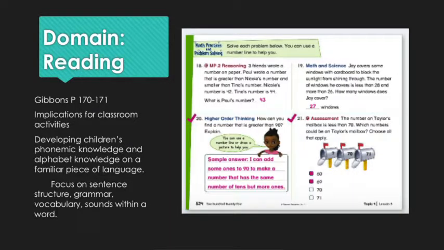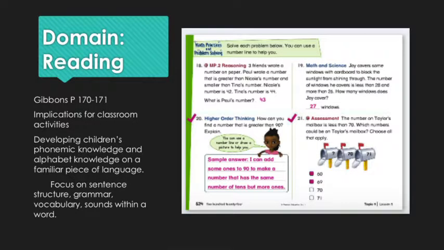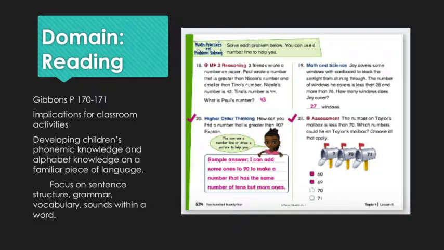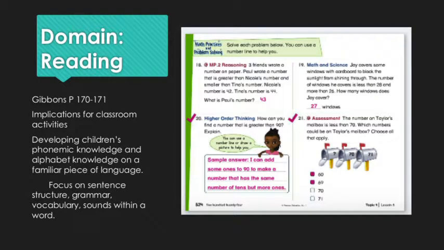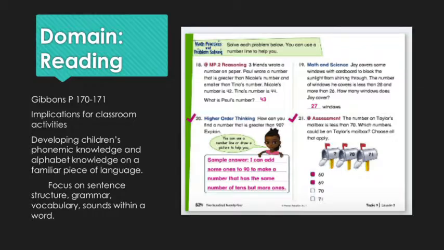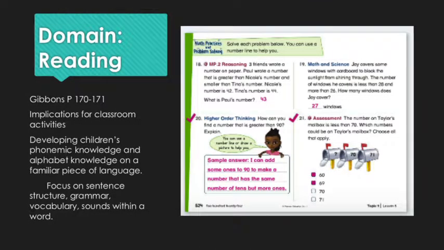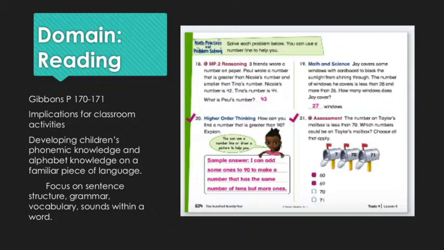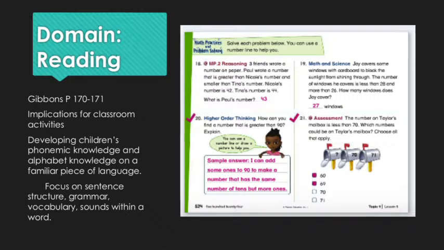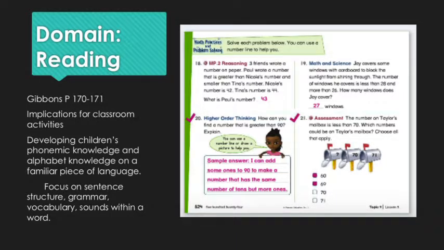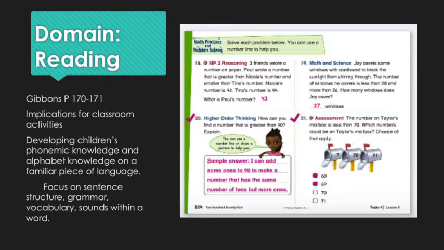So here we have the example that I was saying of the reading that we have to do in this lesson. There's a lot of reading, and what I like to focus on is what Gibbons suggests as the implications for classroom activities to develop the children's phonemic knowledge and alphabet knowledge on a familiar piece of language. This is something familiar to them. This is something that we do every single day, which is talk about math. There's key vocabulary words that we've already focused on in the past, so this is familiar to them. But then there are a lot of keywords that we've used only for this topic that we'll focus on.